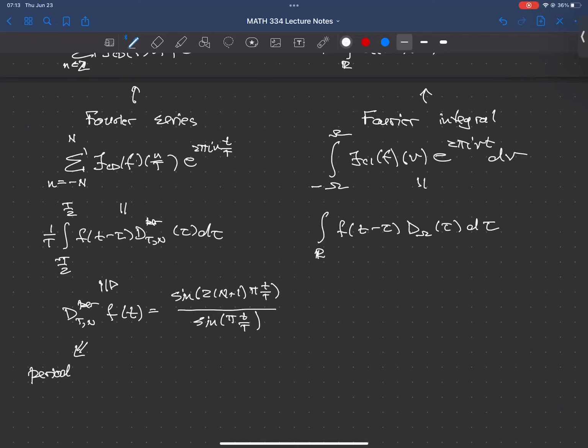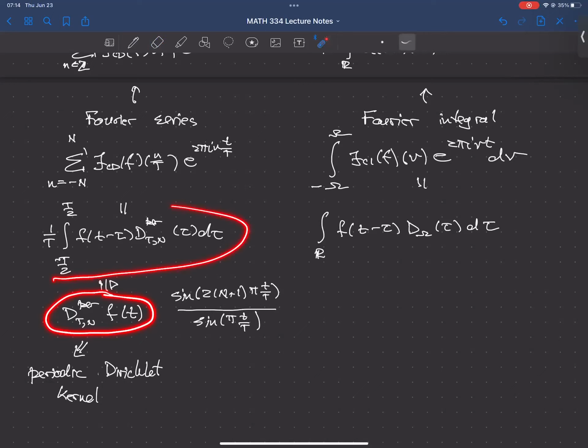This is the periodic Dirichlet kernel. Oh, so sorry. Let me make this exactly symmetric. I apologize, I made a mistake here. Let me fix that up. So this quantity is equal to this, and this thing here is the periodic Dirichlet kernel. Sorry about that.